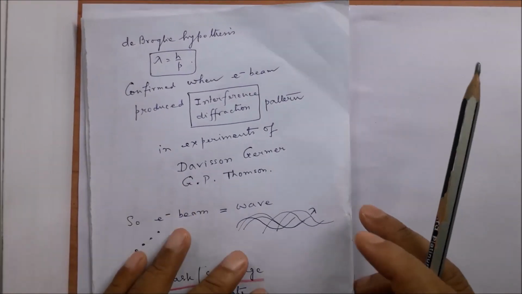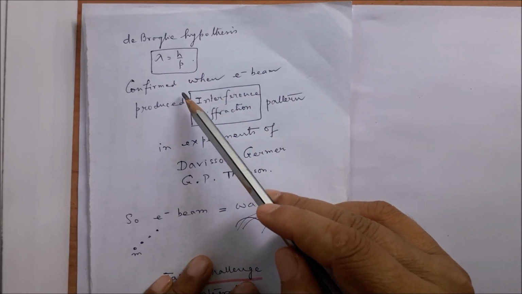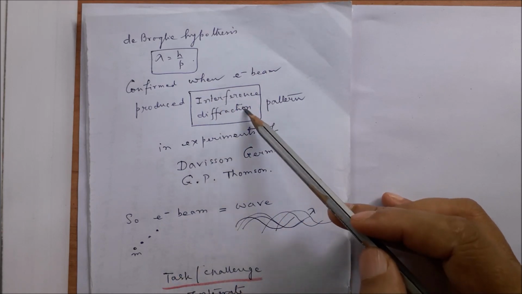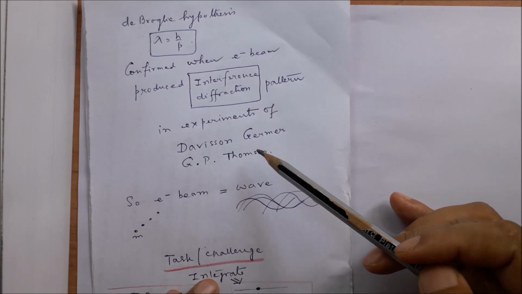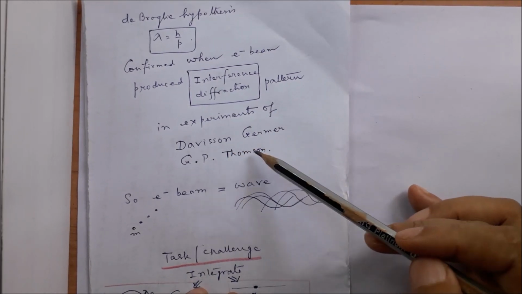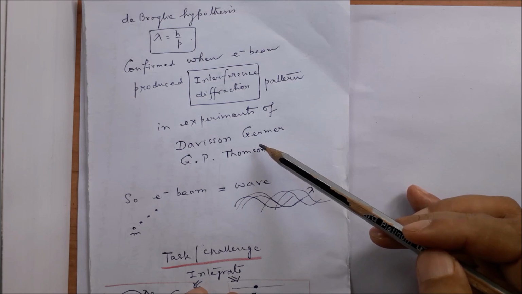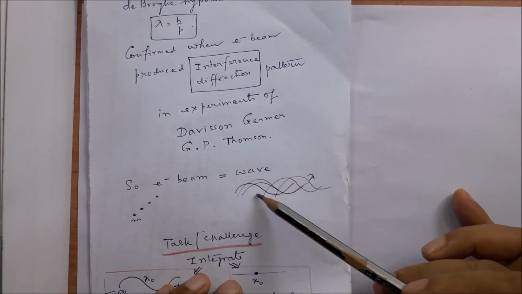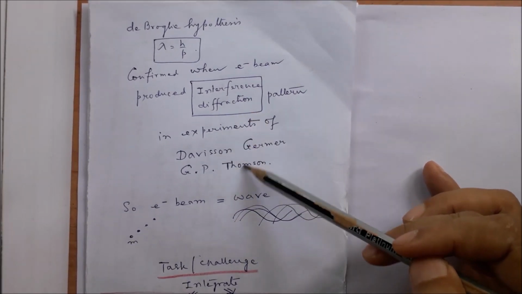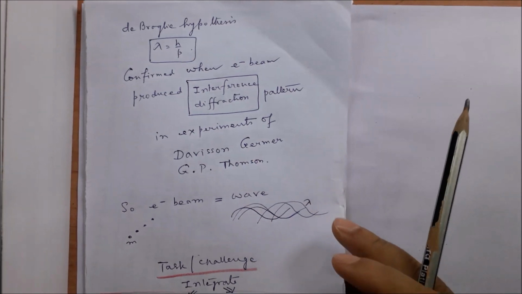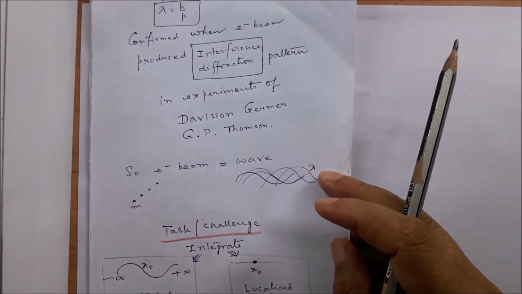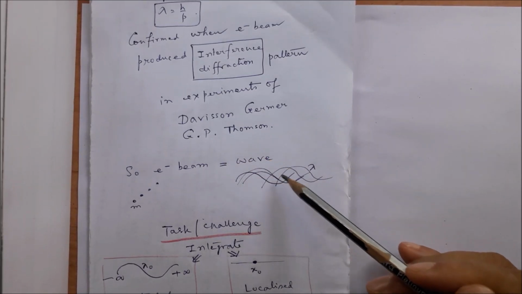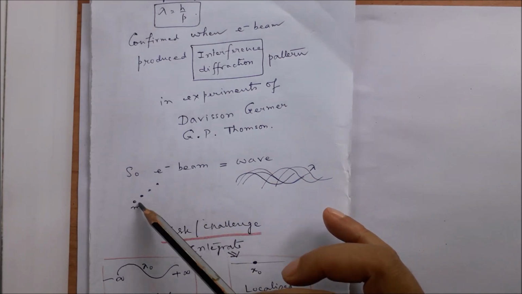Now this de Broglie hypothesis was confirmed when an electron beam produced an interference pattern, a diffraction pattern, in some of the famous experiments performed by Davisson, Germer, G.P. Thompson and others, which conclusively showed that an electron beam can be treated as a wave in these experiments. So what we get is wave-particle duality. In some experiments they show wave behavior, and in some other experiments they show particle behavior.